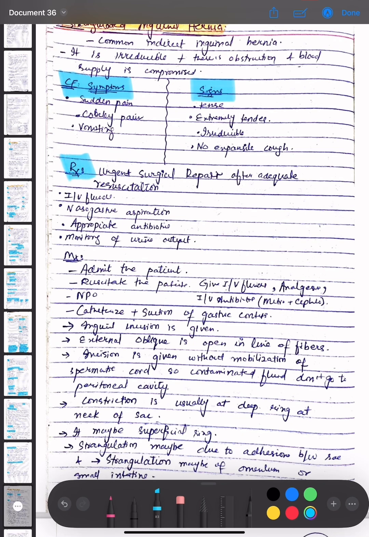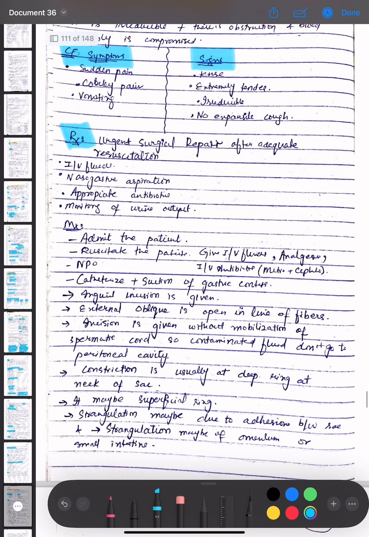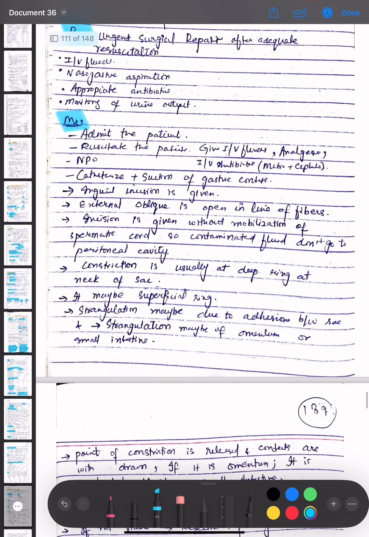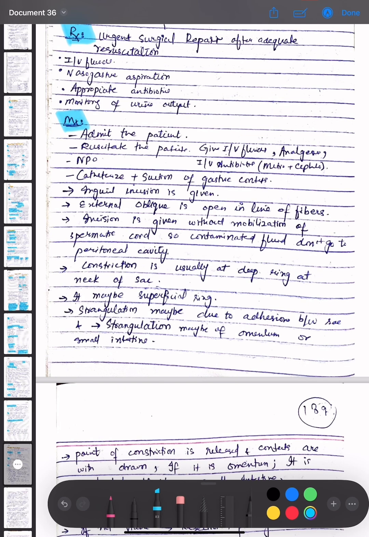Intravenous fluids are given, nasogastric aspiration is done, appropriate antibiotics are given, and monitoring of the urine output is done. The management options are: admit the patient, resuscitate the patient, give intravenous fluids, analgesics and intravenous antibiotics, that is metronidazole plus cephalosporins, nil per oral, then catheterize plus suction of gastric contents. Then an inguinal incision is given. External oblique is opened in line of fibers. Incision is given without mobilization of the spermatic cord, so contaminated fluid doesn't go to the peritoneal cavity.